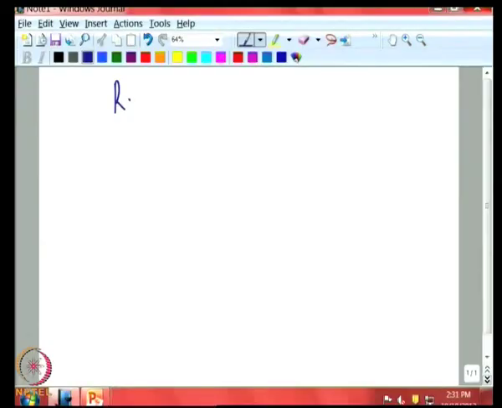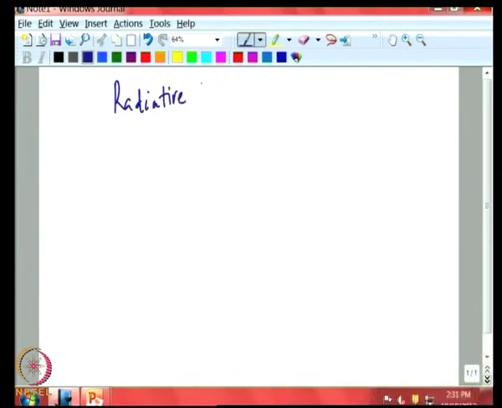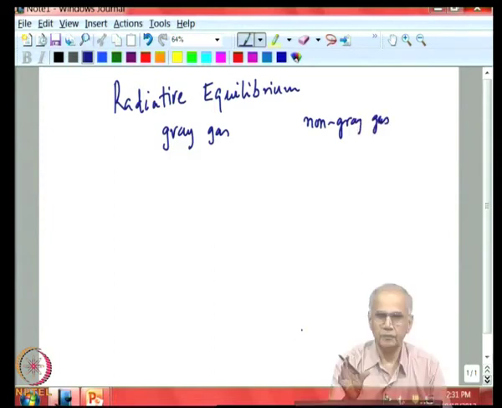In the last lecture, we looked at two solutions to gas in radiative equilibrium. One was for a gray gas and the other was for a non-gray gas. The non-gray gas was a very simple model in which the gas absorbed in a certain wavelength.